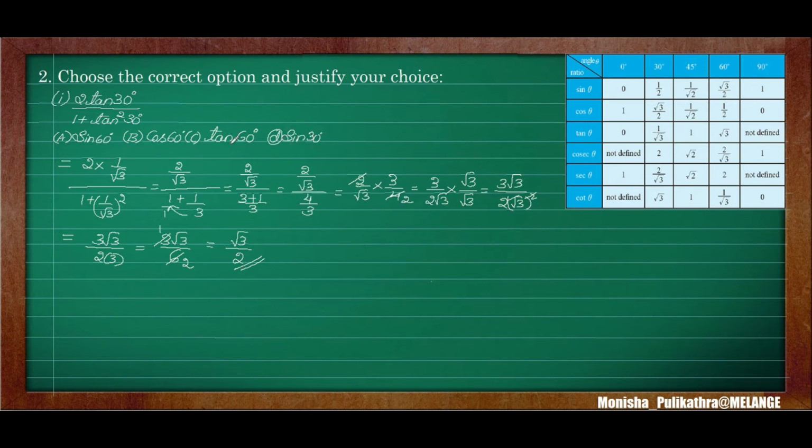So I will be going from option D. D is sin 30. Sin 30 is 1 by 2, so it's not the answer. Next one is tan 60. Tan 60 is root 3. That is also not the answer.